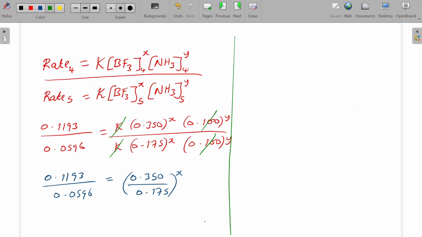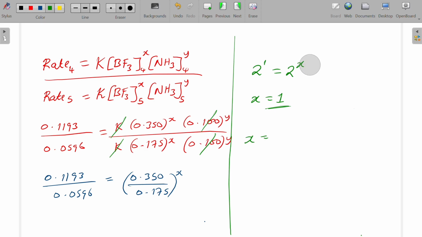When you do the mathematics here, 0.1193 divided by 0.0596 gives me a 2. So we have 2, and this is equal to, on the other side, I'm also getting a 2, and this 2 is now given to the power of x. When you apply the laws of indices, this is to the power of 1. So the 2 and 2 will cancel, and our x is just equal to 1.